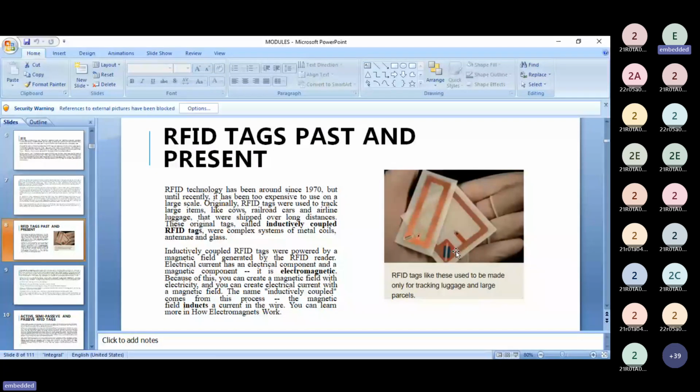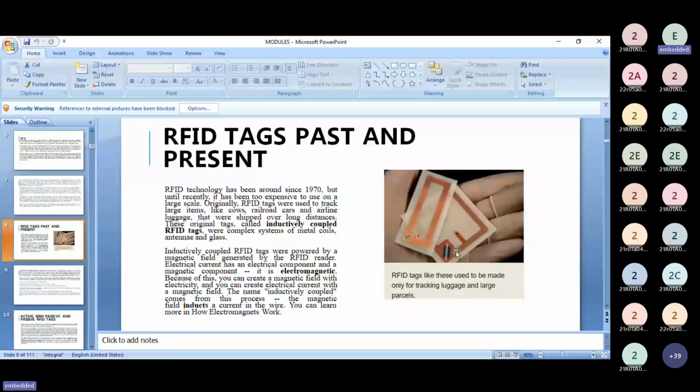Electrical current has an electrical component and a magnetic component. It is electromagnetic. Because of this, you can create a magnetic field with electricity. The name inductively coupled comes from this process. The magnetic field induces a current in the wire. You can learn more in how electromagnets work.